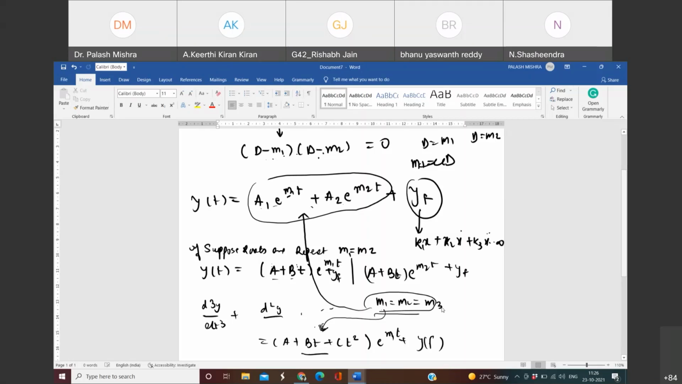That's the only difference. But I think in your syllabus, third order differential equations are not there. So at most, what you can get is either the roots will be equal or the roots will be different. So these two ways you can write the equation. Is it clear? Yes or no?